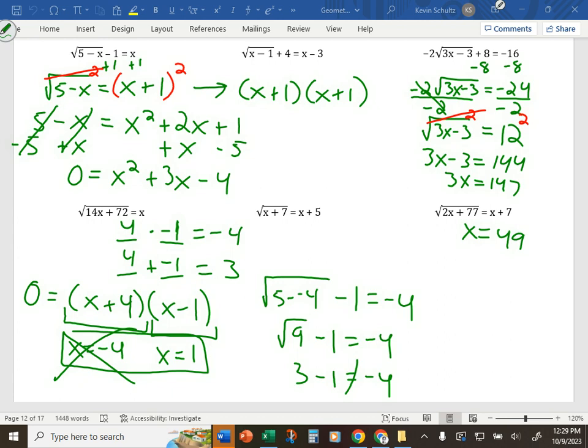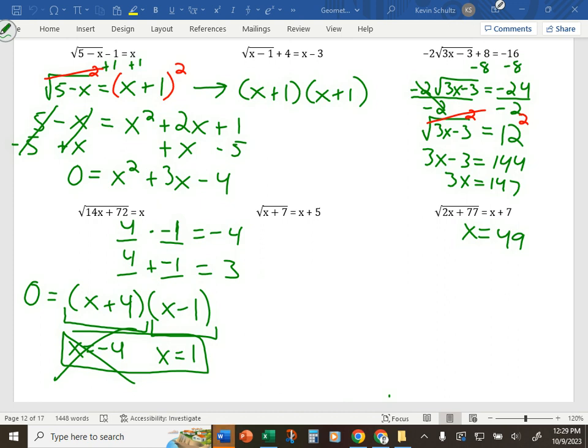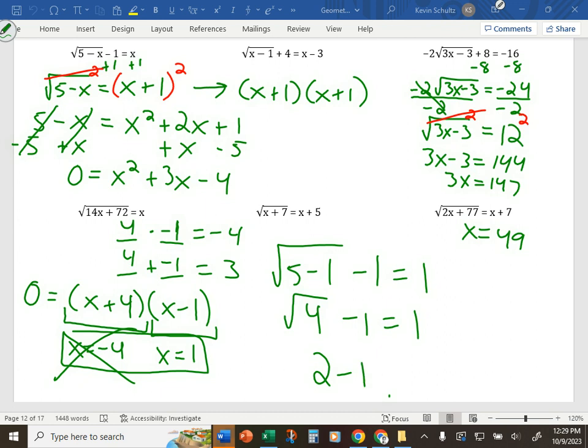If we plug in 1 here, and we say the square root of 5 minus 1 equals 1, that gives us the square root of 4, which is 2. Does 2 minus 1 equal 1? Yeah. Whew. So we can say that x equals 1 is the solution that works. -4 is the solution that doesn't work.